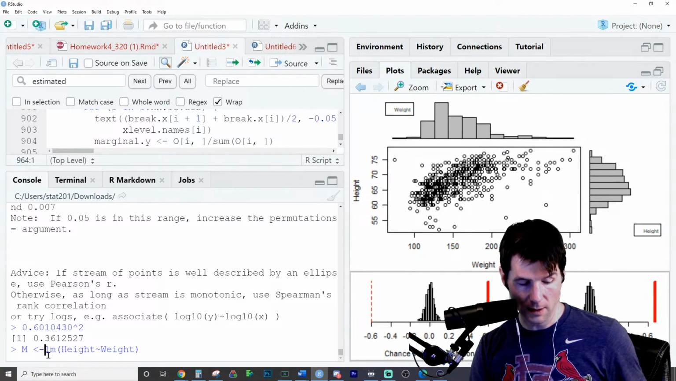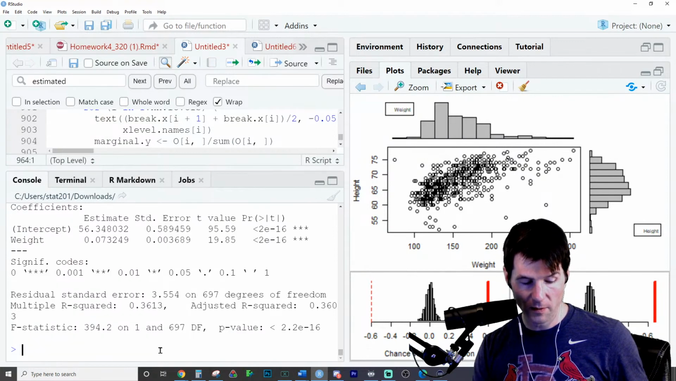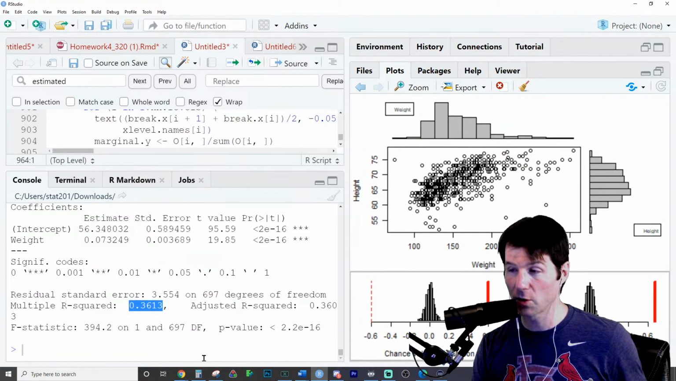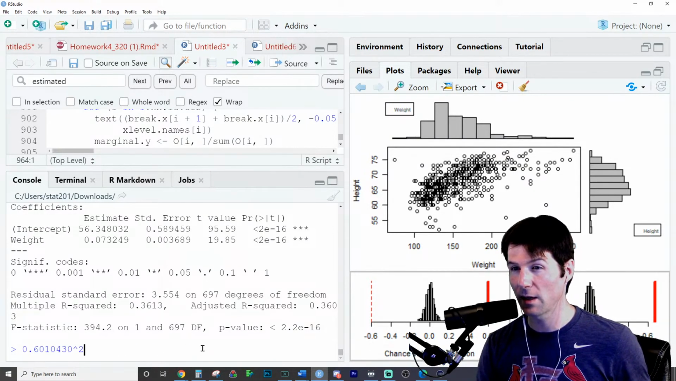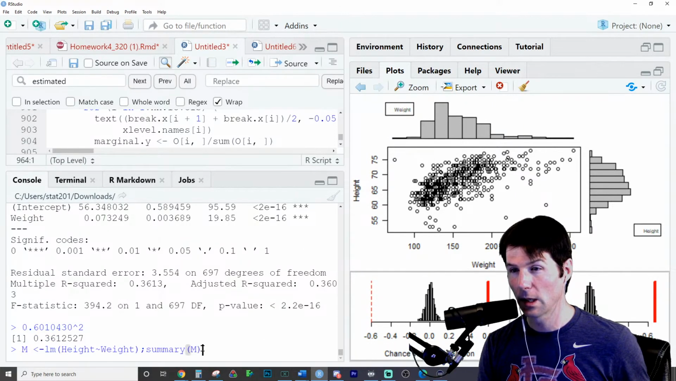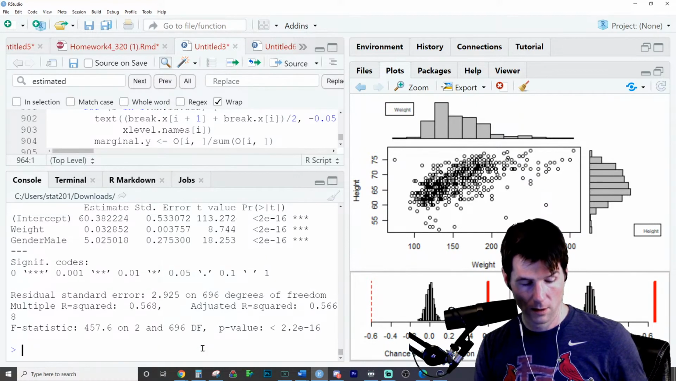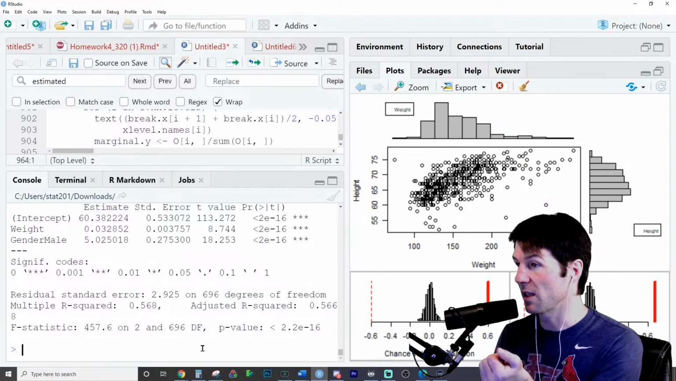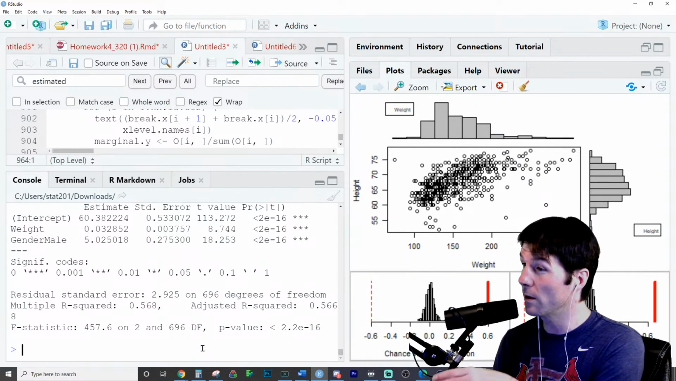Like here we are just looking at the linear model. Let's look at the summary of it. And R-squared is going to be very important moving forward, because you see here an R-squared of 36%, which is what we just calculated a half second ago. And we could see here a better model, which incorporates gender, is going to explain 56%. So now we've explained more of the variation.